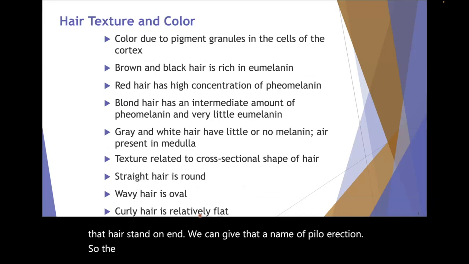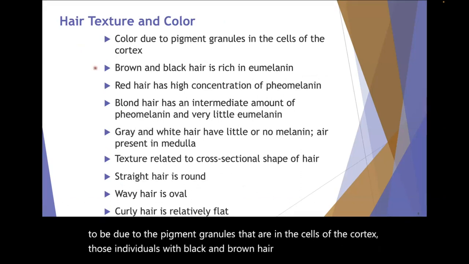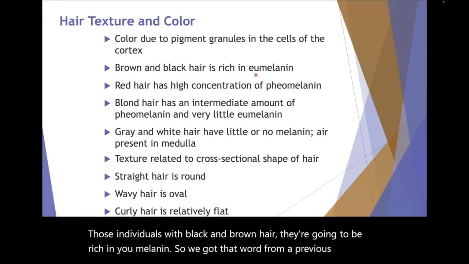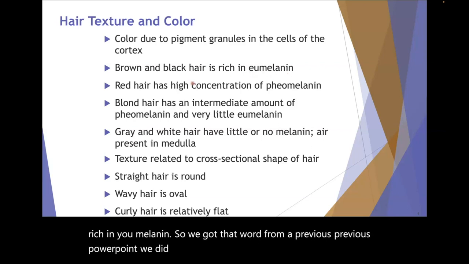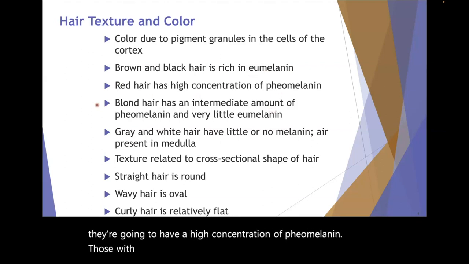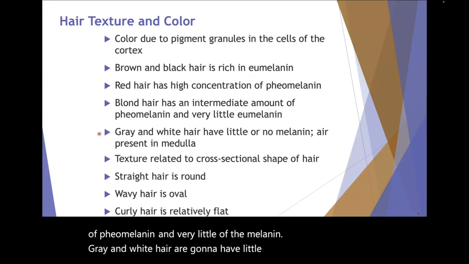So the hair texture and the color are going to be due to the pigment granules that are in the cells of the cortex. Those individuals with black and brown hair are going to be rich in eumelanin. We got that word from a previous PowerPoint we did, eu meaning true. And those with red hair are going to have a high concentration of pheomelanin. Those with blonde hair are going to have intermediate amounts of pheomelanin and very little eumelanin. Gray and white hair are going to have little or no melanin.